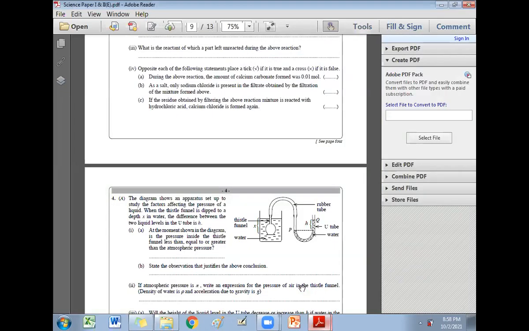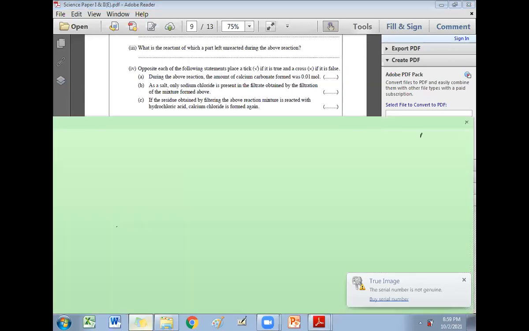Right. So with this understanding, please raise your hand if you got part 4 A, B, C correct. They have given that if the residue obtained by filtration of the above reaction mixture is reacted with hydrochloric acid, calcium chloride is formed. That is correct. Okay, some of you have done it well. Very good. Okay, part C.